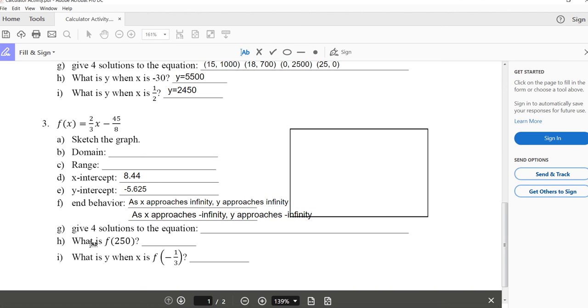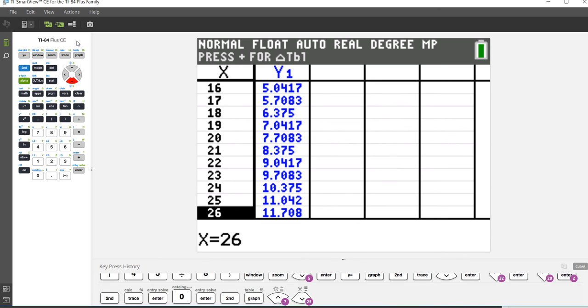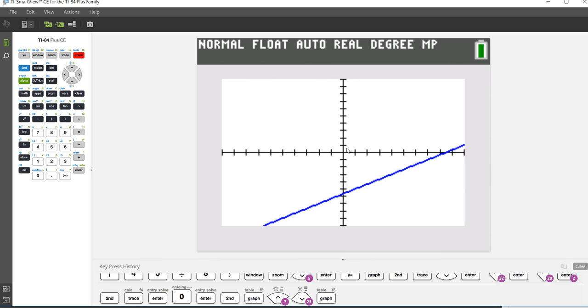Here we go. What is f of 250? Now this 250, what does that take the place of? X or y? That 250 takes the place of x. In other words, when x is 250, what is y? So I'm going to go back over here to my graph. On this graph, we only go up to 10. I've got to go up to 250. So watch what happens when I try to find out the value.